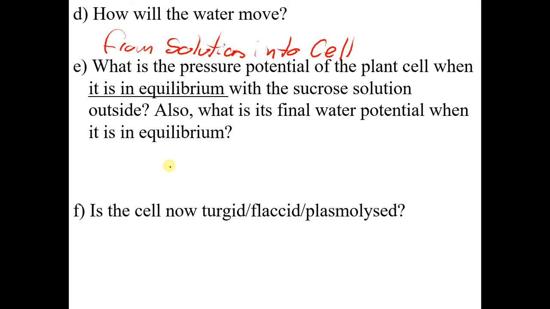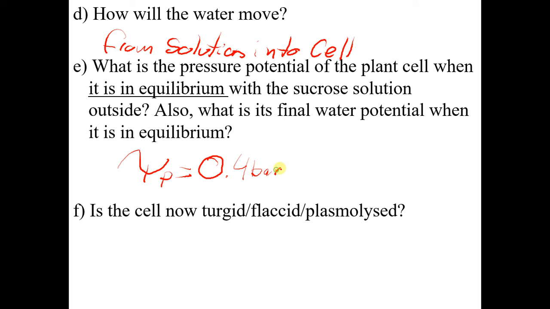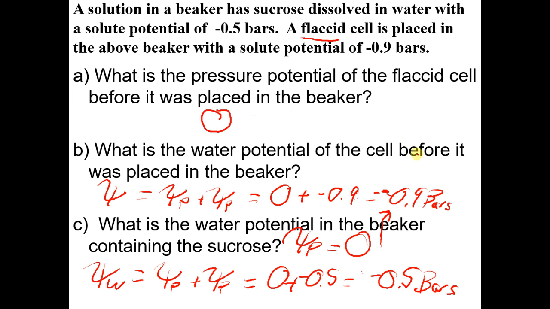So the final pressure potential of the plant cell is equal to 0.4 bars. Or wait, give me a second. Yes, it will be 0.4 bars, because negative 0.9 plus 0.4 equals negative 0.5, which is equal to the water potential of the beaker of sucrose solution.